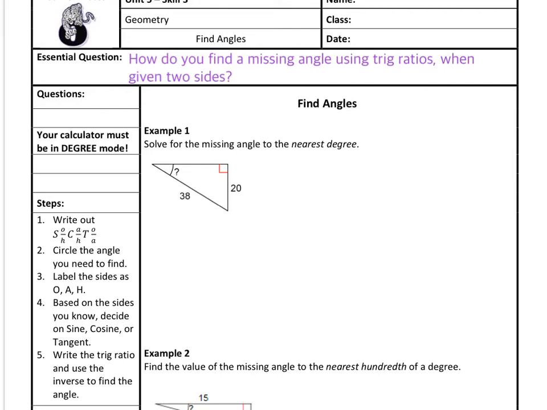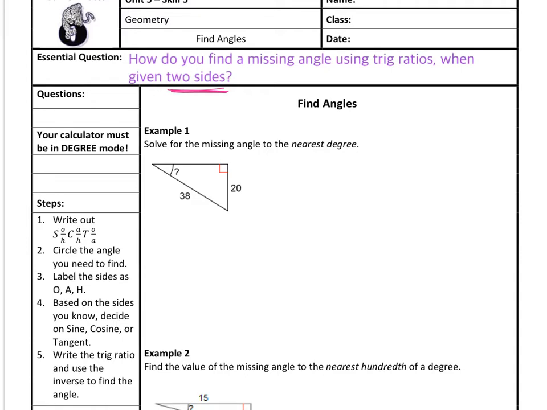Guys, so it's Miss Wesley and we're going to talk about finding angles today. So last skill was finding sides. Now we're going to figure out how to find a missing angle using trig ratios still, but this time when given two sides. So take a second to copy your essential question down, and I'm going to walk you through the process, and thankfully it's very similar to what we've already been doing.